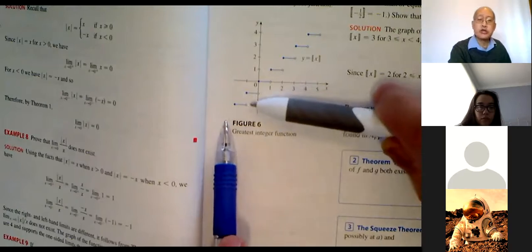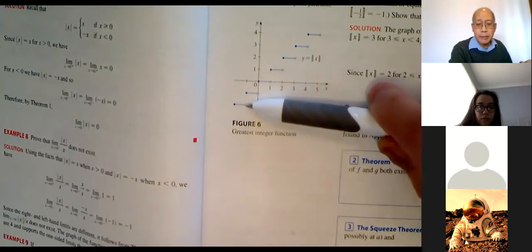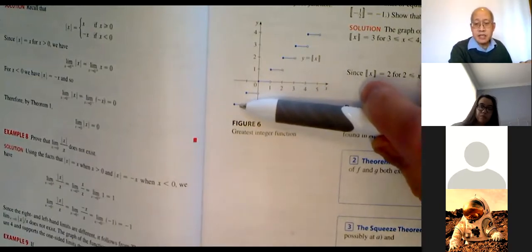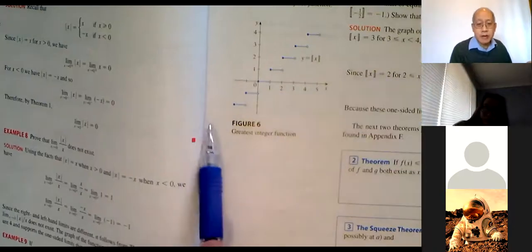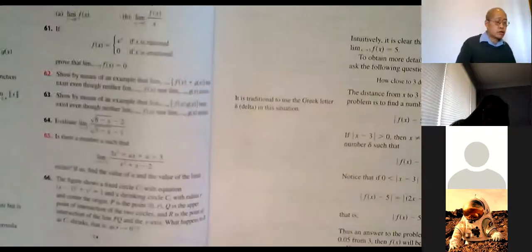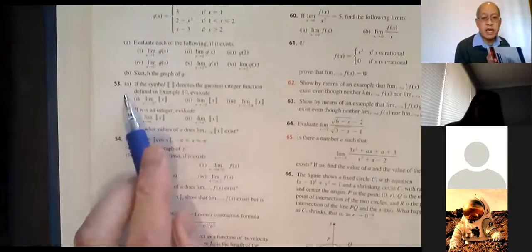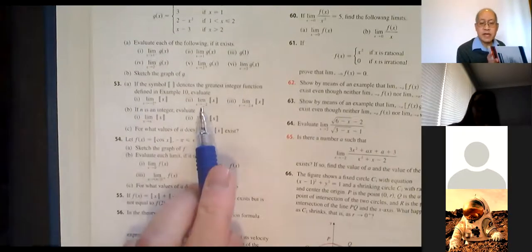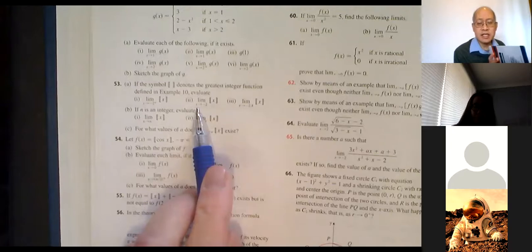Right? So the two-sided limit does not exist. Coming from the right, the limit is -2. Coming from the left, however, the limit would be -3. So the two-sided limit does not exist. So the answer to 53AII would be DNE, does not exist. By the way, the back of the book also puts DNE, does not exist.